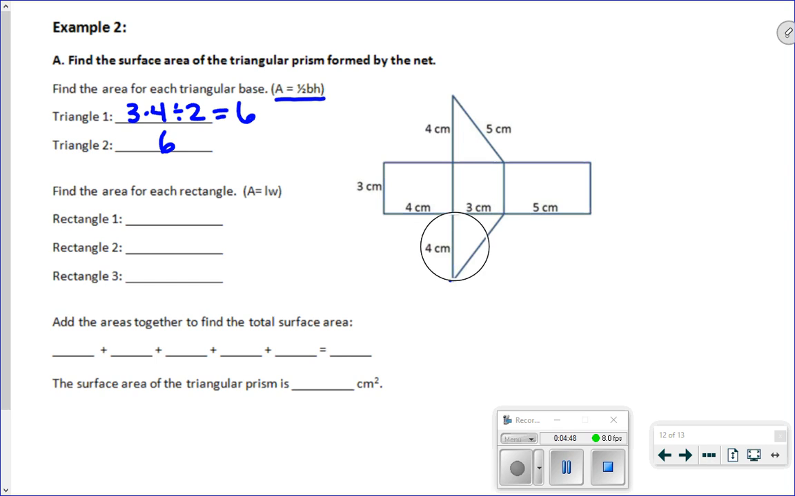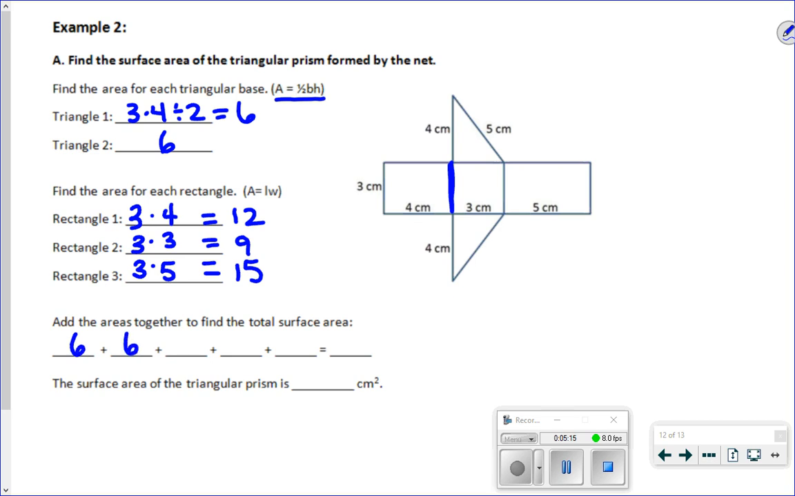The next thing you need to do is find the height of your prism. That's the distance between the triangles. The distance between the triangles is that part right there. That's going to be 3 centimeters. So 3 times something is going to be part of your rectangles. So 3 times 4, 3 times 3, and 3 times 5 are my 3 different rectangles. All right, 3 times 4 is 12, 3 times 3 is 9, and 3 times 5 is 15. So for my last step, I'm going to add my areas together. 6 plus 6 plus 12 plus 9 plus 15. So we get 48 centimeters squared.